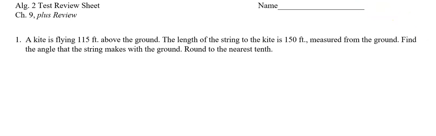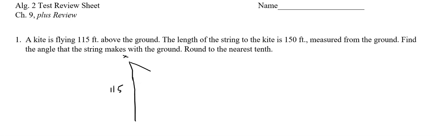All right, so I want to give you some help on this review sheet for this upcoming test. So let's get started. For this first problem, we're going to sketch out a right triangle to give us a little picture of what is taking place. So we have this kite, and it is 115 feet in the air. So we'll just say our kite is up here, and that's 115. The length of the string to the kite is 150.